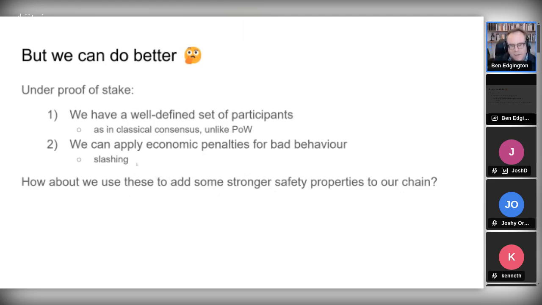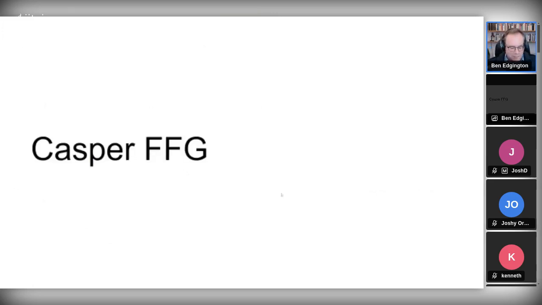And we can do slashing. We can apply economic penalties for bad behavior. So how about we use these properties to add some stronger safety properties to our chain? And that's where we get to Gasper FFG. But I am going to pause for breath and take questions.